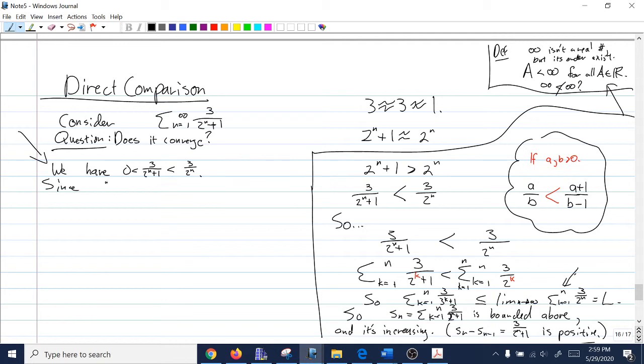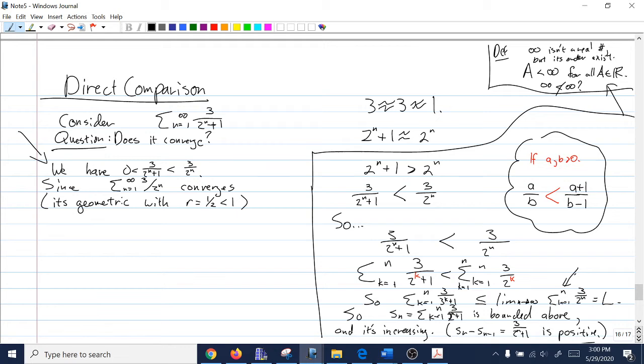Since the sum from n equals 1 to infinity of 3 over 2 to the n converges. Why do I know it converges? It is geometric with r value of 1/2, and 1/2 is less than 1. Notice how I've got a lot of detail packed into this parenthesis. I'm really cramming it in.